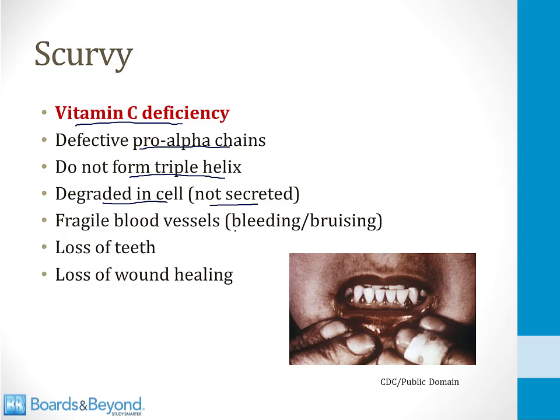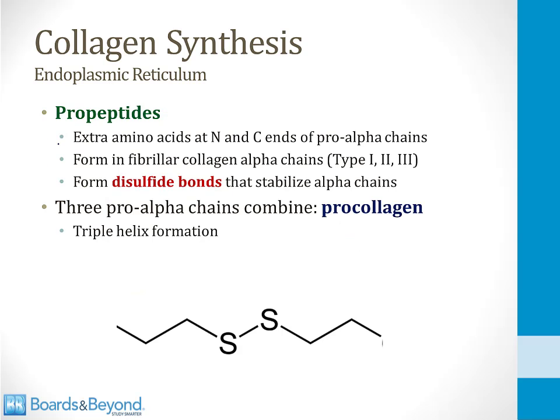So if you can't form collagen because of a vitamin C deficiency, the first thing you'll notice is bleeding or bruising. Classically, it occurs in the gums, as shown in this picture here. There can be bleeding in the gums. In addition, people can lose their teeth, and there can be poor wound healing. All of this is the result of vitamin C deficiency and inability to hydroxylate those proline and lysine residues in pro-alpha chains.